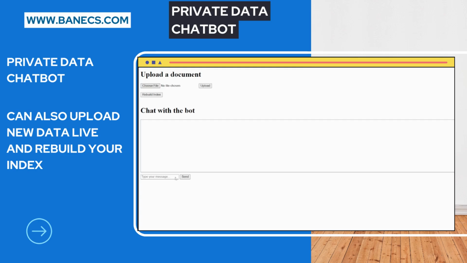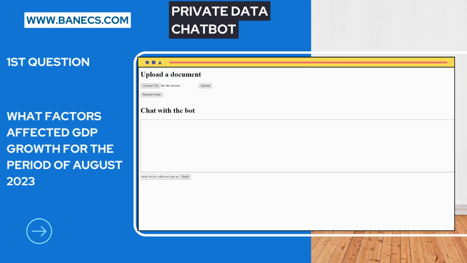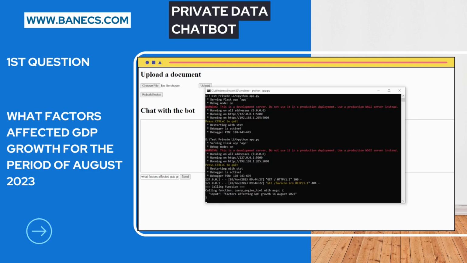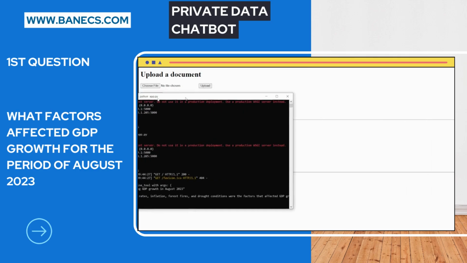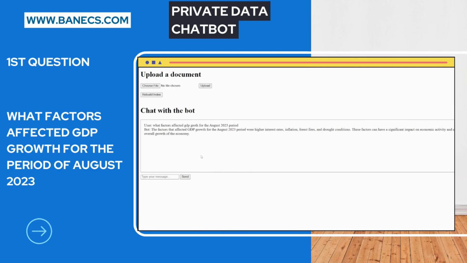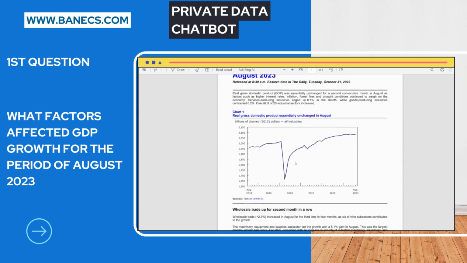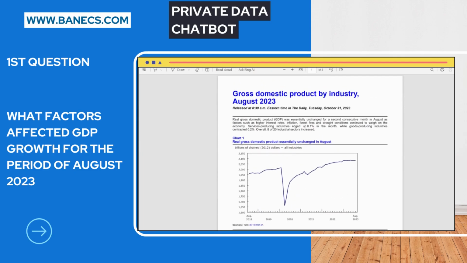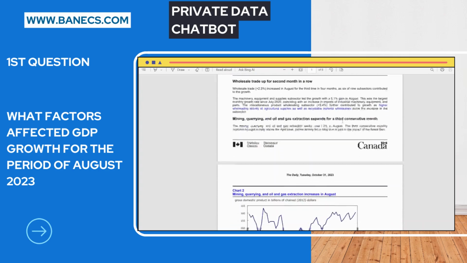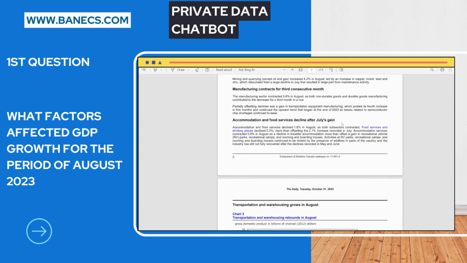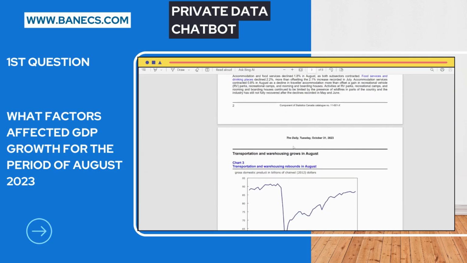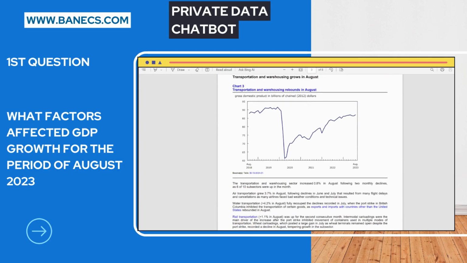Okay, first question, send that to the chatbot and see what we get. I can see that it's working in the background here, and you can see how it pulls up the output. The factors that affect GDP were forest fires, drought conditions, et cetera, and that's from the GDP report. I want to pull up the report really quickly just so you can see where it got the answers from. This is a very recent report. You can see where it would pull the information from.